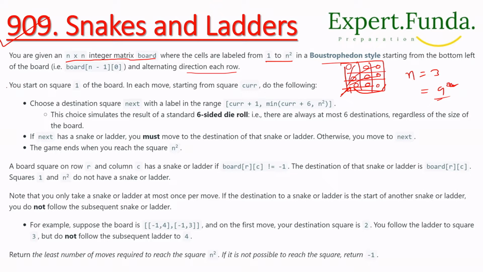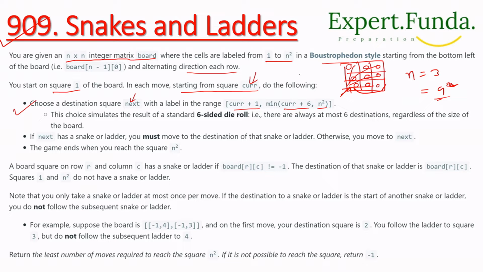So it says you start on square 1. We will start from square 1 on the board, and starting from the current square, do the following. First of all, choose a destination square next. We are at current. We will move to a destination with the label in the range of current plus 1 to the minimum of current plus 6 and n square, right?